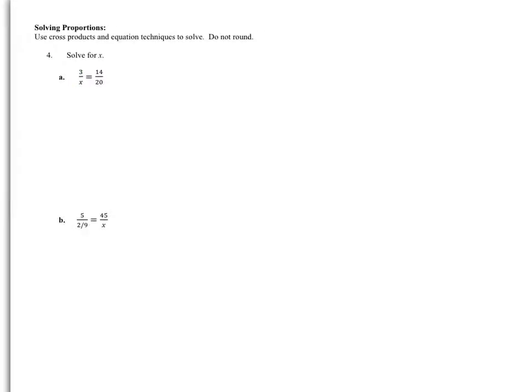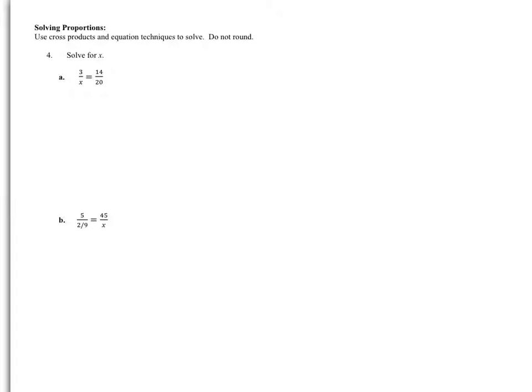Now we'll take that one step further and look at solving proportions, and we're still going to use cross products. So you see how each slide or each topic in this section is just building a little bit on the previous one. We use cross products and our equation techniques to solve for an unknown value in a proportion.